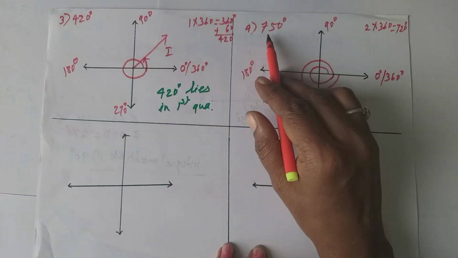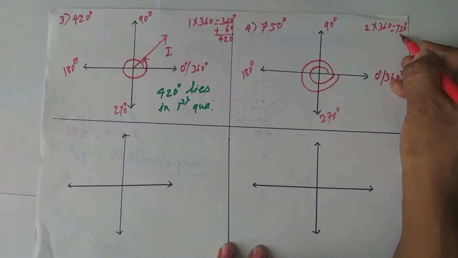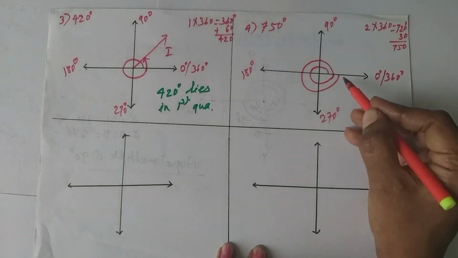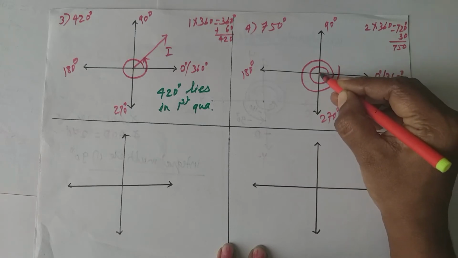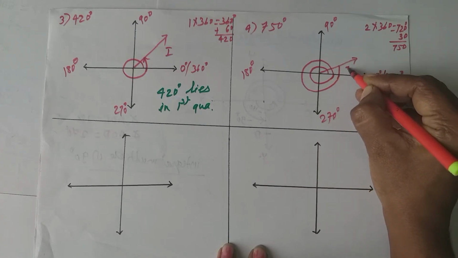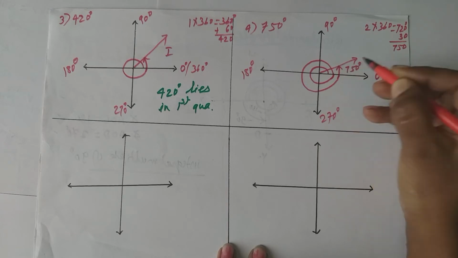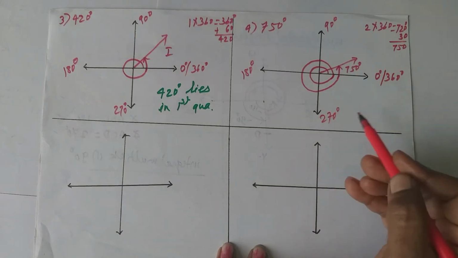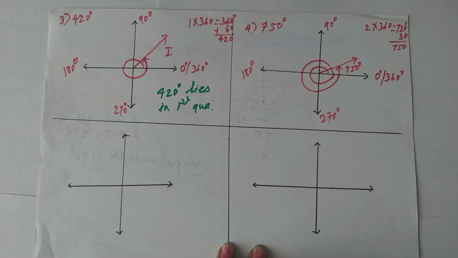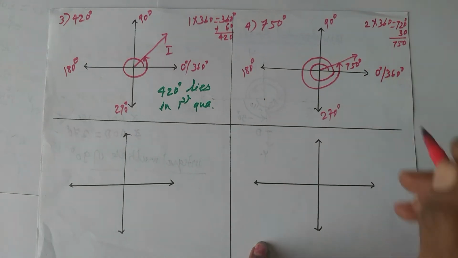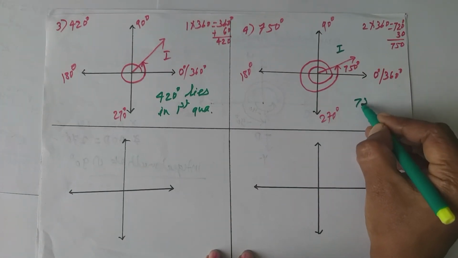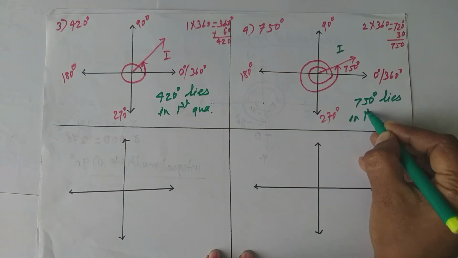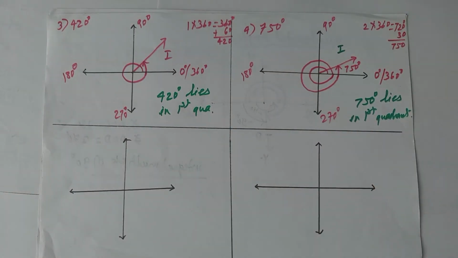Then here we have to find the angle of 750. Means we have to add 30 more to this to get 750. Means after 2 complete rotations, I have to move 30 degrees ahead. Means the angle lies in this, and this is your 750 degrees. After 2 complete rotations, I have to move again 30 degrees forward. In this way, we have got that 750 lies in the first quadrant. Therefore, you write down 750 degrees lies in the first quadrant. Then see the next example.